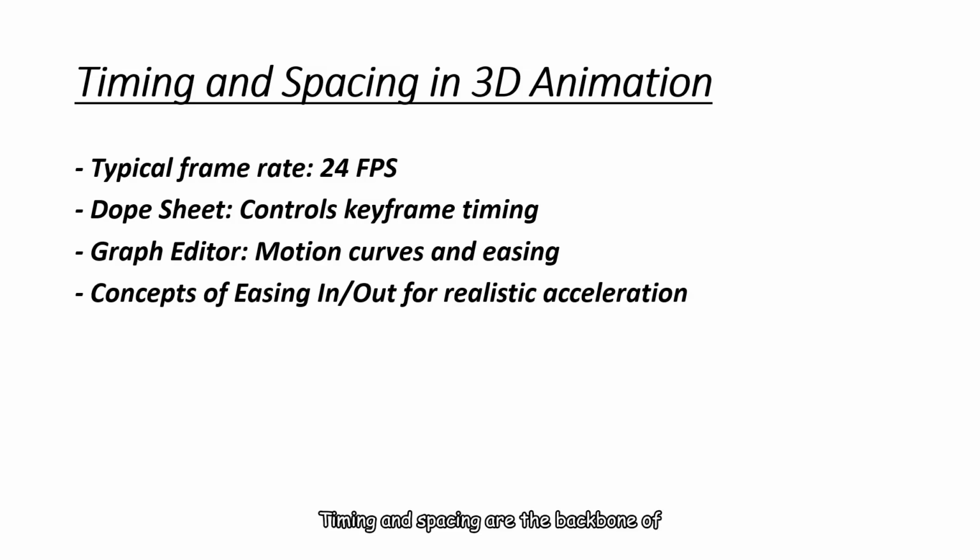Timing and spacing are the backbone of any great animation. Typically, we animate at 24 frames per second using tools like the dope sheet and the graph editor. We fine-tune motion by adjusting keyframe placement and interpolation curves. Concepts like easing in and out help us mimic the natural acceleration and deceleration found in real movement.